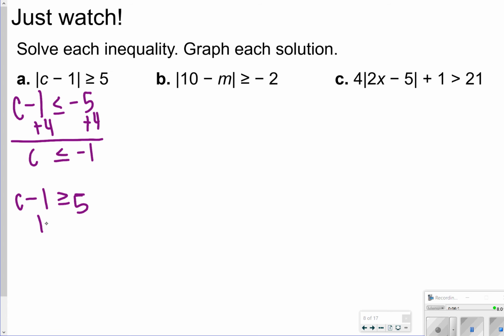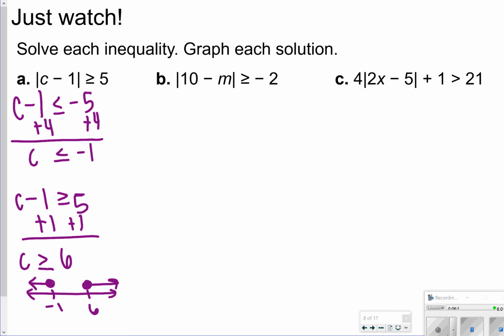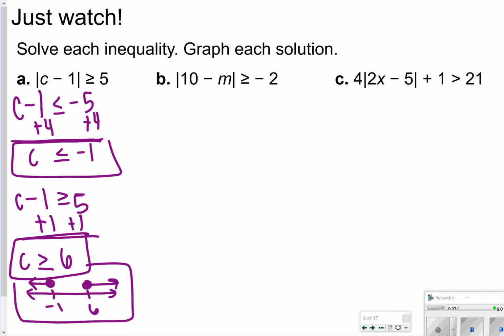And then over here, when I add 1, I'm going to get c is greater than or equal to 6. Okay? And then graphing negative 1, positive 6. That's going to be c less than or equal to negative 1, and this one's greater than or equal to 6. So you're just going to write these two separately because they are OR operations. Okay?